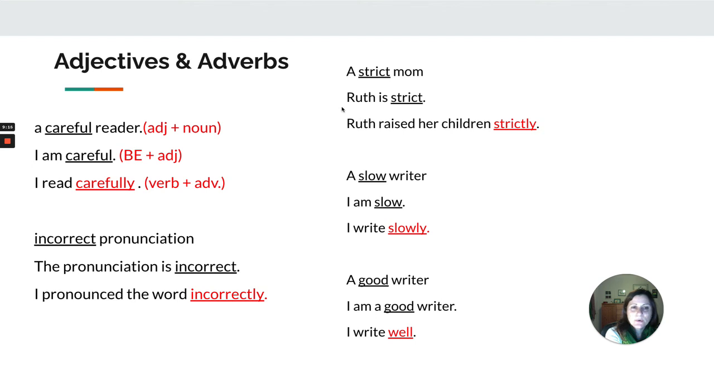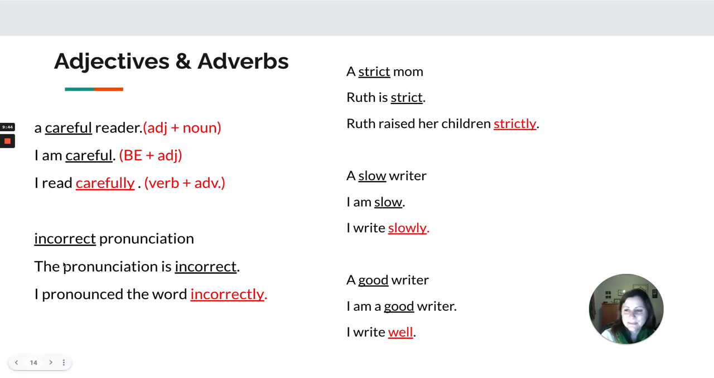These are just some more examples to see how adjectives and adverbs work. For example, a careful reader. This is an adjective to describe the noun reader. Or you can say, I am careful. So you can have the be verb and then the adjective. And then you could say, I read carefully. This is the verb and then the adverb.